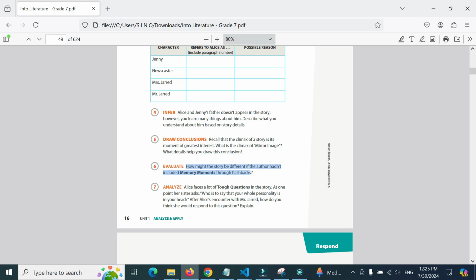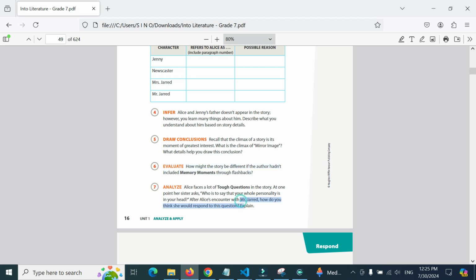Finally, question 7, analyze. Alice faces a lot of tough questions in the story. At one point, her sister asks, "Who is to say that your whole personality is in your head?" After her encounter with Mr. Jarrett, how do you think she would respond to this question? Explain. Okay, what is the story? At one point, there was, who was, okay.